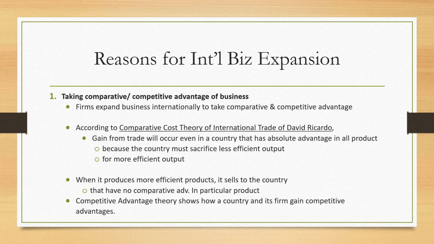According to the comparative cost theory of international trade of David Ricardo, gain from trade will occur even in a country that has absolute advantage in all products, because the country must sacrifice less efficient output for more efficient output. When it produces the more efficient product, it sells to the country that has no comparative advantage in that particular product. Competitive advantage theory shows how a country and its firms gain competitive advantage.